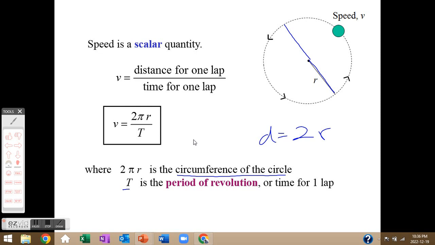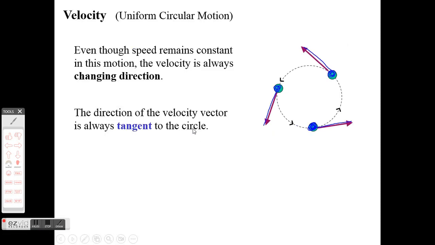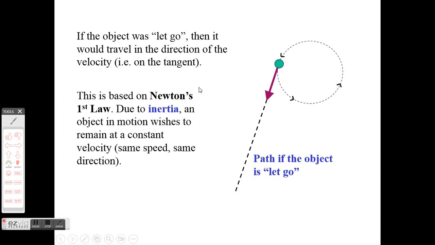All right. So when we talk about circular motion, the velocity is going to change. And this is only because even though the speed is the same, you'll notice our speed vectors, the purple things, are the same length. They're just continually pointing in different directions. And the direction is always tangent to the circle. So if the object was let go, it would now travel in the direction of the velocity along a tangential path to the circle, based on Newton's first law.